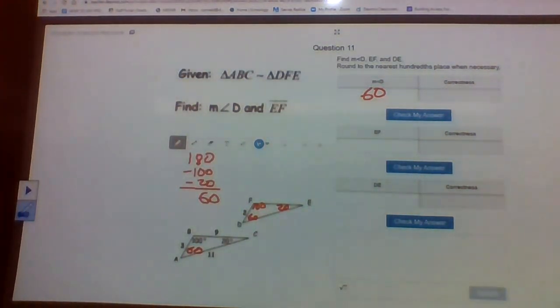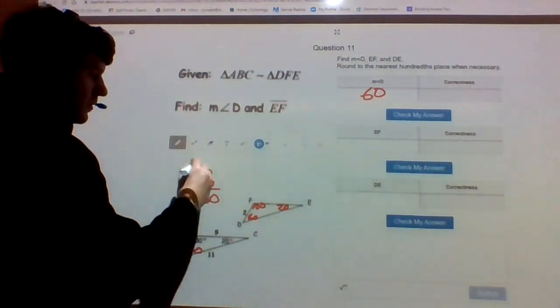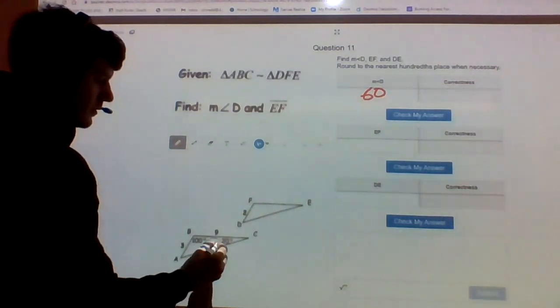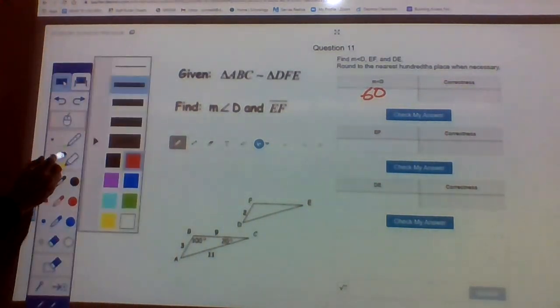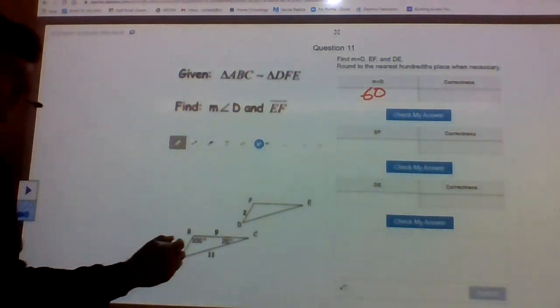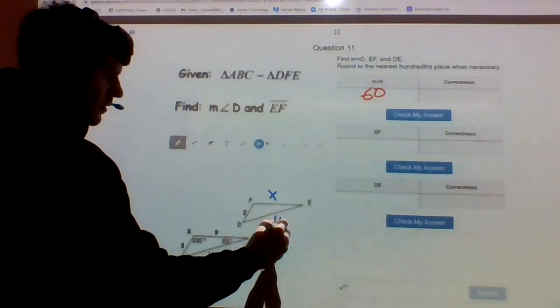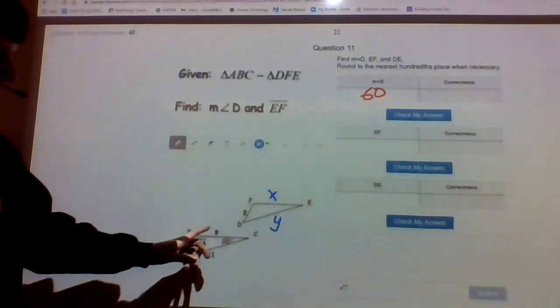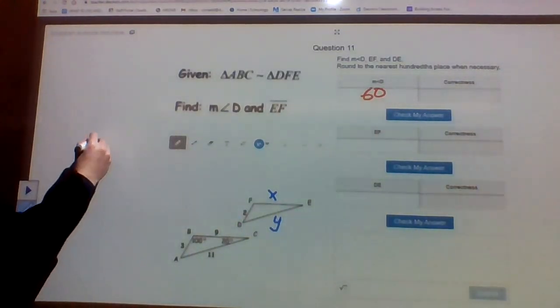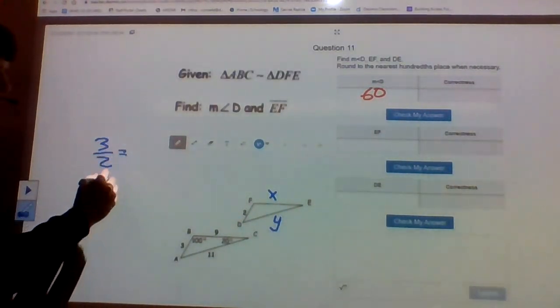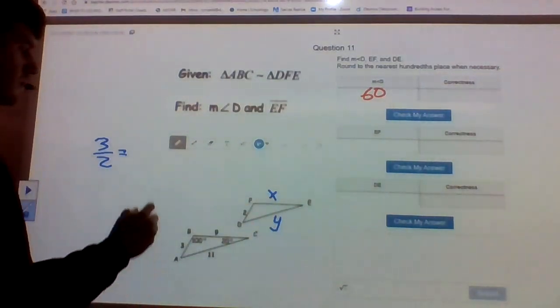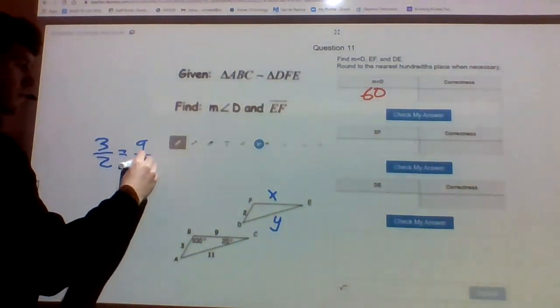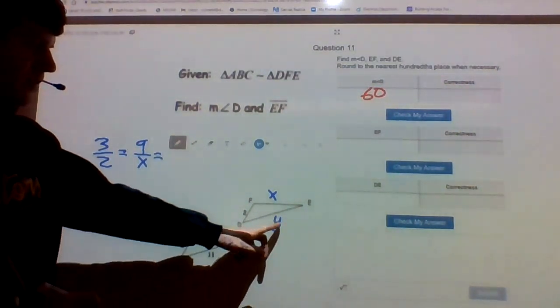If we look at the sides, we can set up a proportion. So I'm going to clear this off here for angles, and let's look at the sides. Again, I'm going to put an X and a Y. Then let's set up our proportion. 3 compares to 2, so 3 over 2. We have 9 over X, and we have 11 over Y.